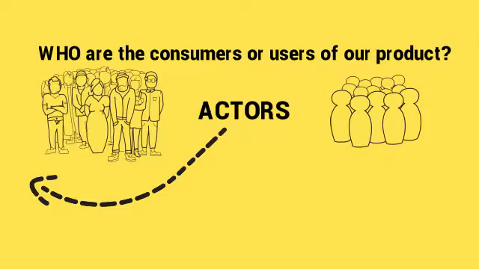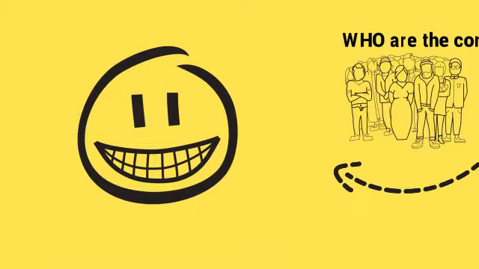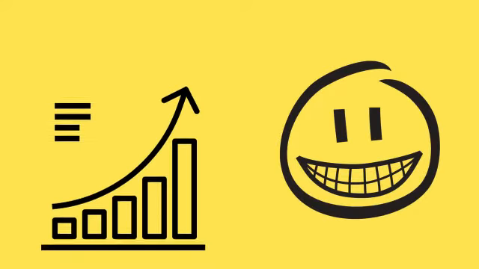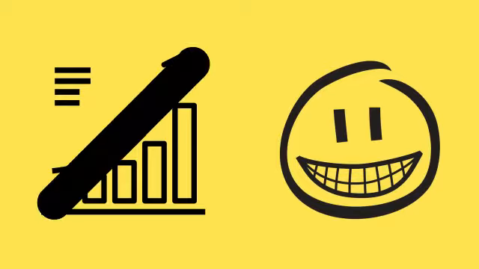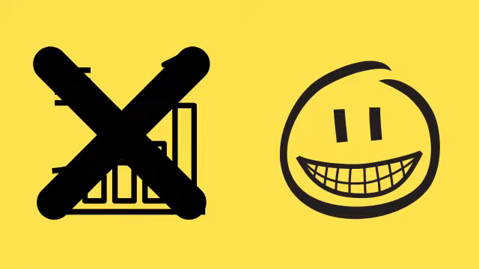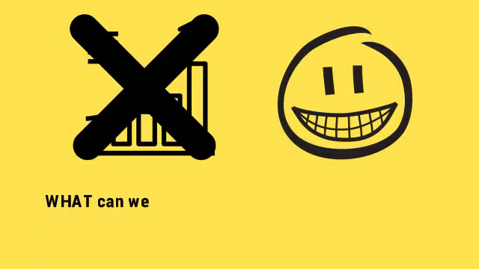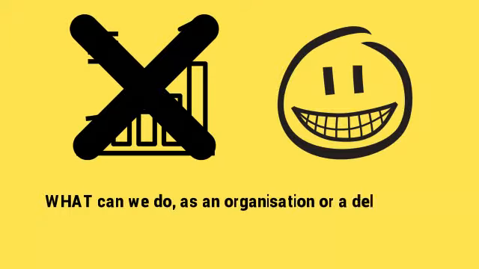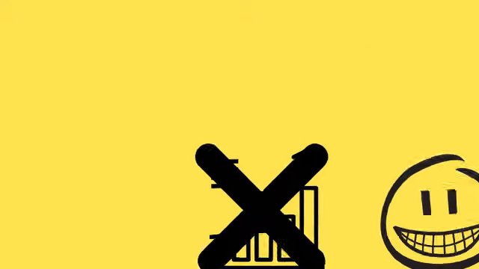Discuss and try to answer next question. How should our actors' behavior change? How can they help us to achieve the goal? How can they obstruct or prevent us from succeeding? Discuss and try to answer next question. What can we do as an organization or a delivery team to deliver or support the required impacts?